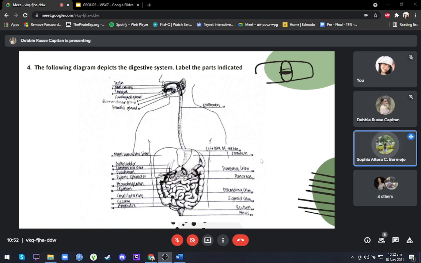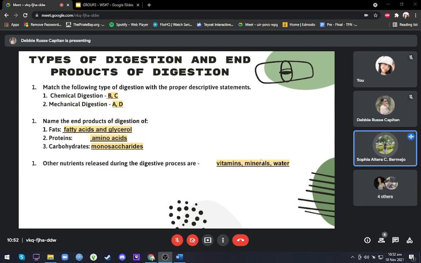So for the next part, types of digestion and end products of digestion. Number 1, match the following types of digestion with the proper descriptive statement. So for number 1, chemical digestion, our answer for that is B and C. For number 2, mechanical digestion, our answer for that is A and D. Number 2, name the end products of digestion of.